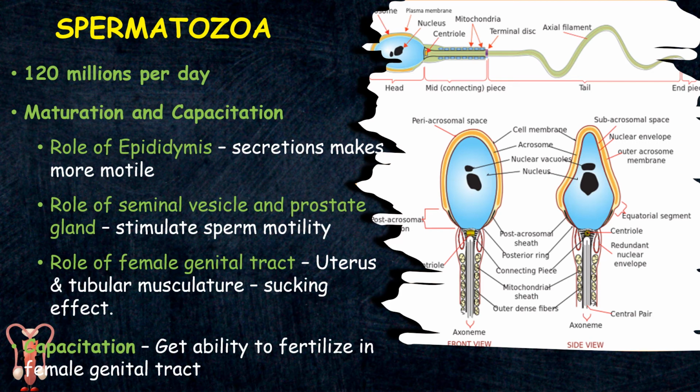Capacitation. Spermatozoa acquire the ability to fertilize the ovum only after they have been in the female genital tract for some time, that is, for an hour to 10 hours. So this final step in the maturation is called capacitation.